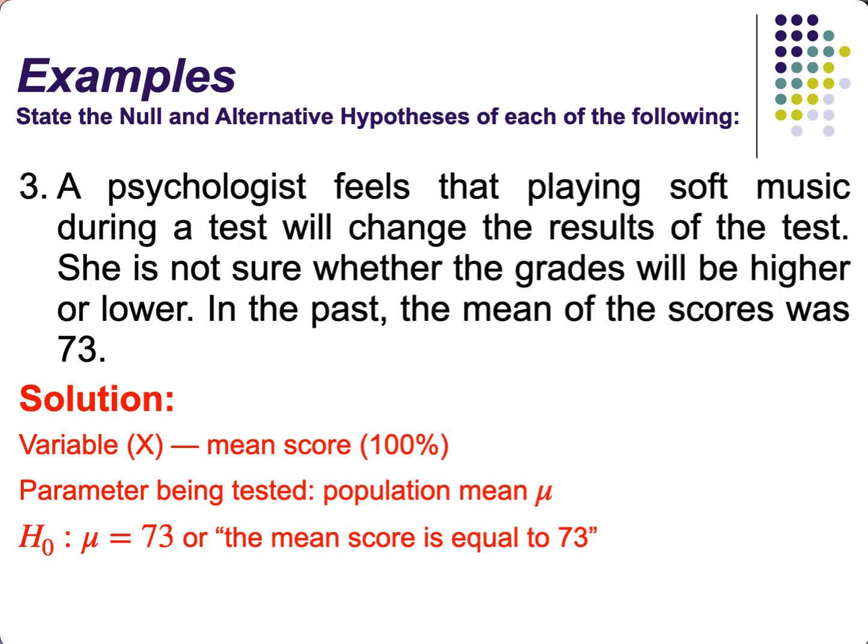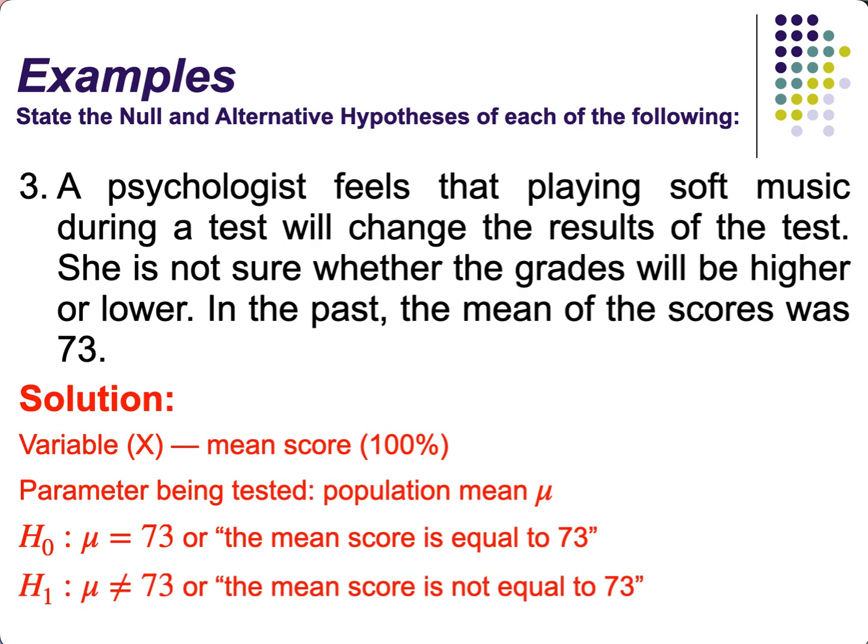But the alternative one is actually giving you two things to consider. It's going to be higher or lower. You cannot use both the inequality symbols like greater than and less than at the same time. The workaround there is we're going to make use of the non-equal sign. That symbol right here. And in the worded format, the mean score is not equal to 73, and that's the answer for your H sub 1 or H sub A.